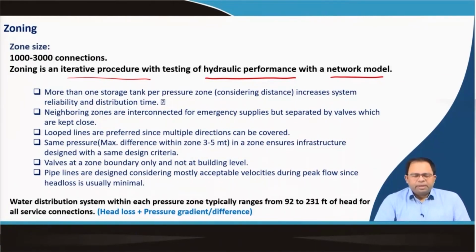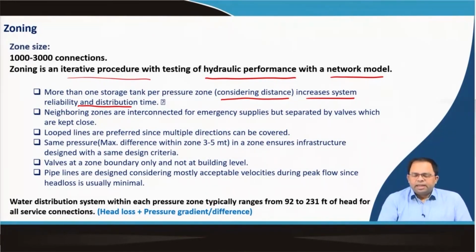And one thing that we may consider is that we can have more than one storage tank per pressure zone. Of course, it depends on the distance or the spread of that zone, because if the spread is too much, it is better to have multiple tanks, and this increases system reliability and reduces the distribution time. The reason is, if there are two tanks, when one fails, the other can supply, because the whole network is connected. And the distribution time reduces because if you are putting in two tanks, obviously you reduce the length of pipelines, and overall the distribution time reduces.